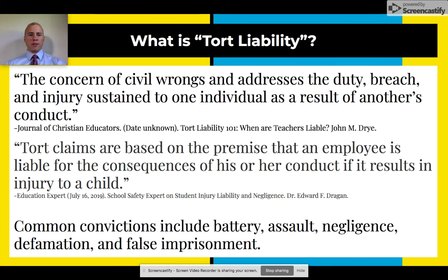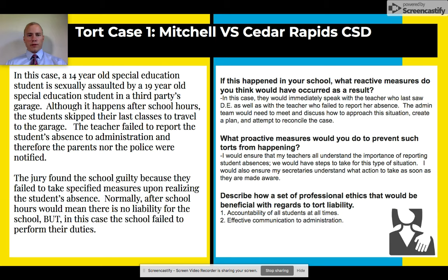First, I just have a couple definitions that I found from those resources stated, and some of the most common convictions in school settings. The one I found most was negligence. That was a big one. So let's dive right into it.